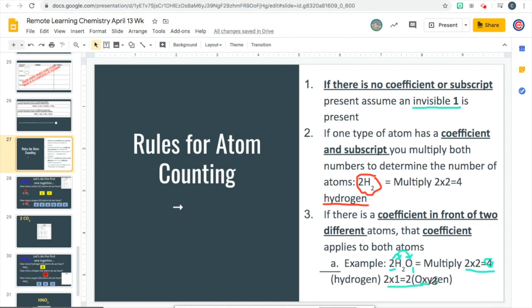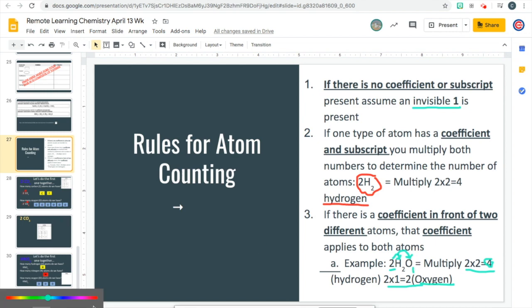is 2. So that means that we have 2 oxygen. So again, 2 times 2 is 4, right? So that means there's 4 hydrogen. 2 times 1 is 2, so that means that there's only 2 oxygen. And again, we put an invisible 1 because there is no subscript under that oxygen, so we just assume that it's a number 1. All right, so if you are still a little lost, let's just do the first couple examples together so it could make a little bit more sense.